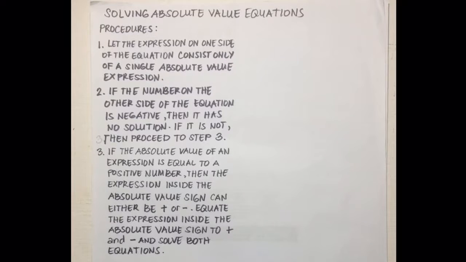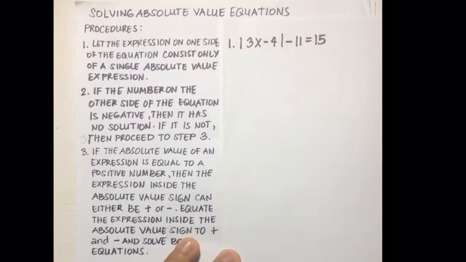Number 3. If the absolute value of an expression is equal to a positive number, then the expression inside the absolute value sign can either be positive or negative. Then equate the expression inside of the absolute value sign to positive and negative and solve both equations.